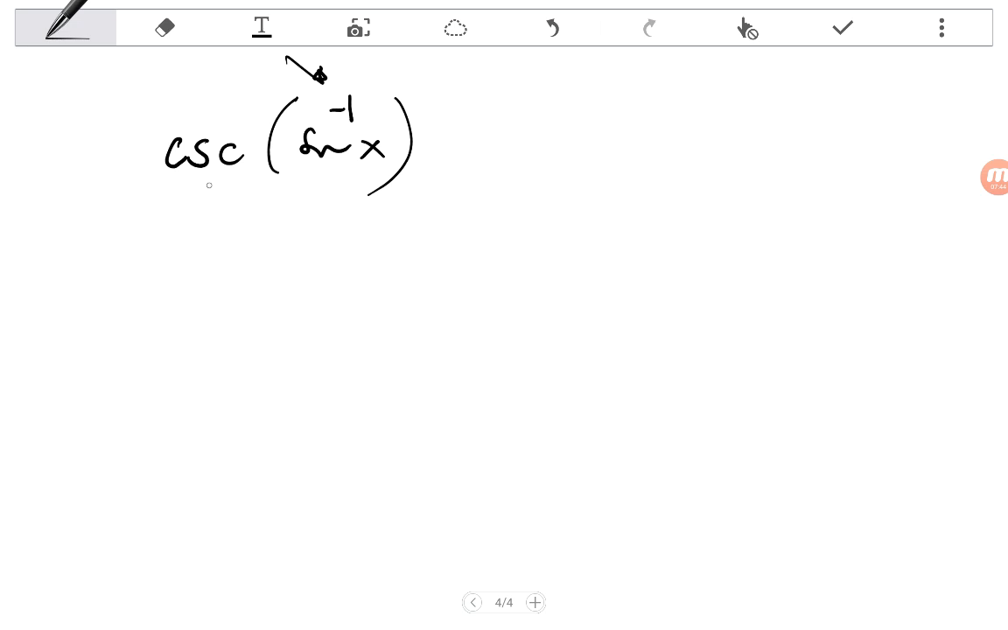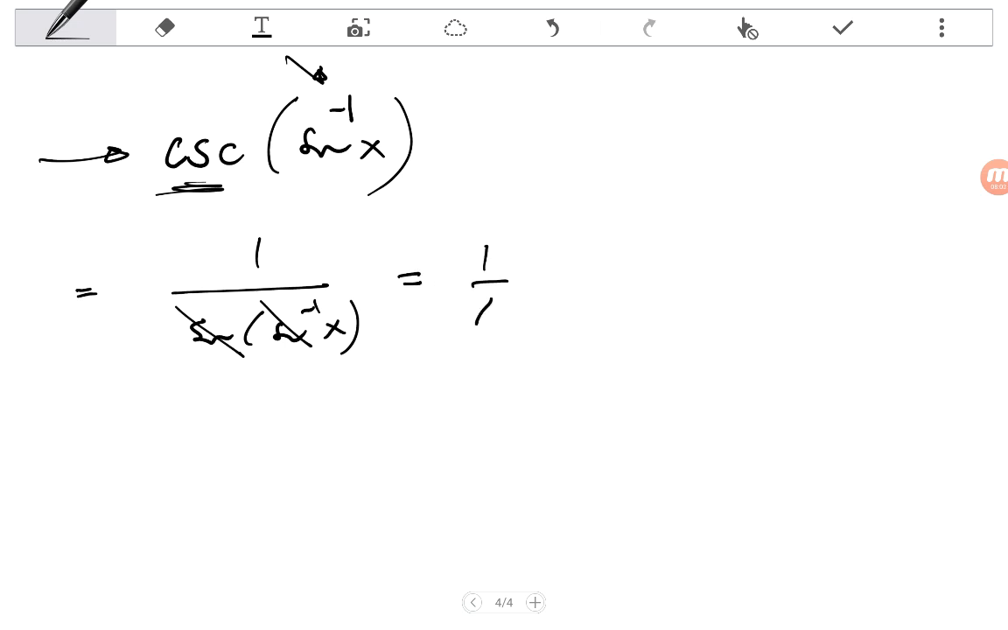But in this case, it is very easy. It doesn't even need a triangle. Why? Because what is the cosec? It is the reciprocal of the sine. So this is exactly 1 over sine of sine inverse x. The sine will cancel the sine inverse and only the x will remain in the denominator. Okay? So that is easy.